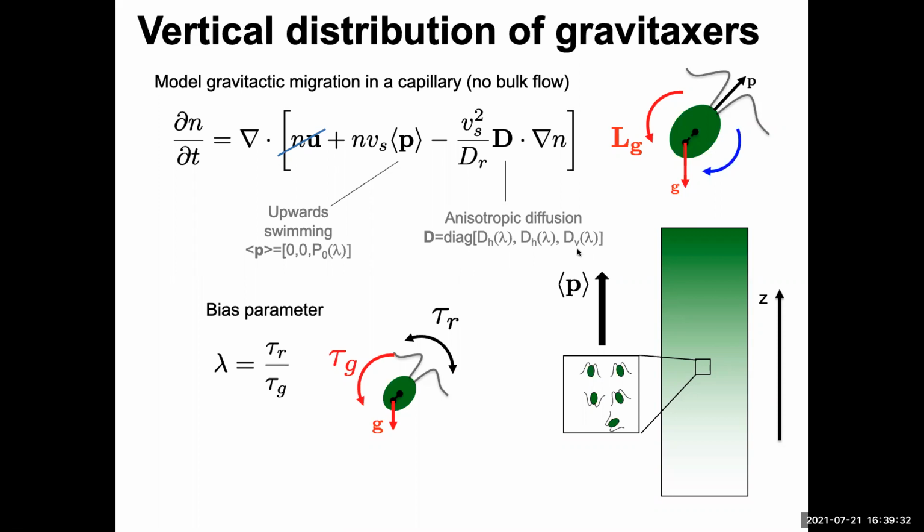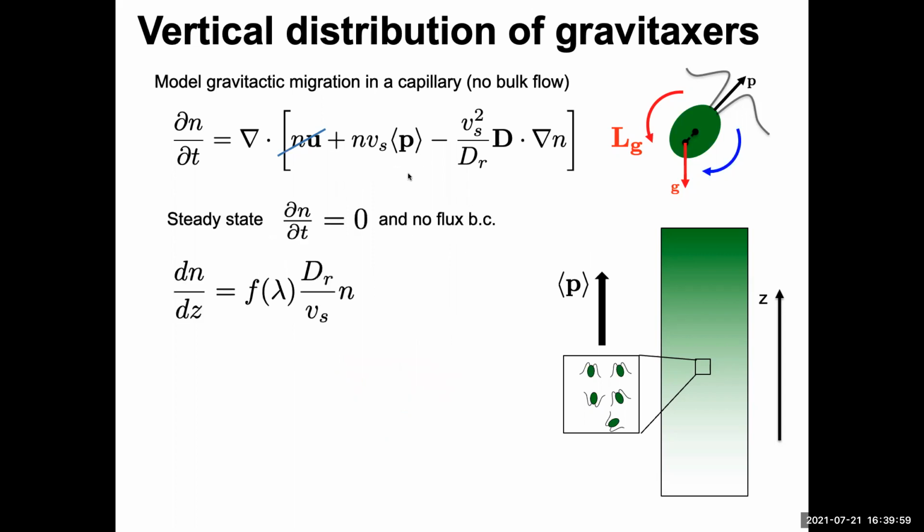And these factors all depend on the bias parameter, which is the ratio between the timescale for rotational diffusion, how the cell is reoriented as it swims along, and this gravitactic reorientation time, so how long it takes a cell to reorient to the vertical. So we can solve this conservation equation for the steady state and no flux boundary conditions at the top and at the bottom of the capillary.